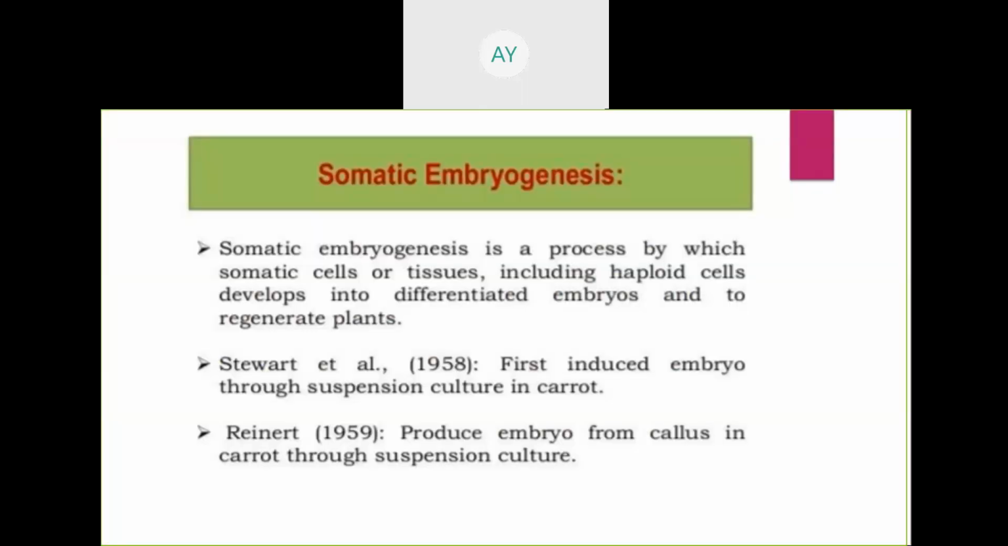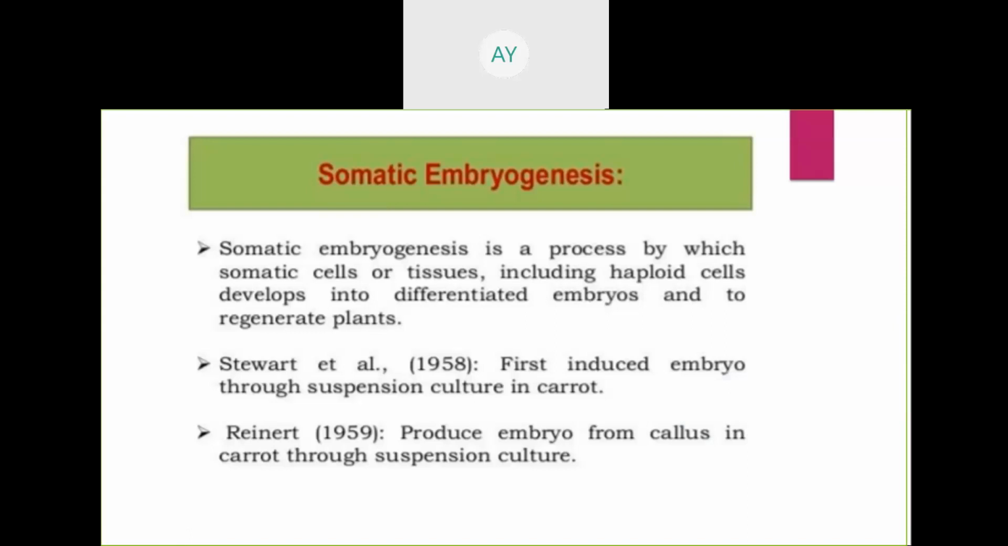The somatic embryogenesis is the somatic development of a whole plant from the explant. It can be a somatic cell, it can be a root part, it can be a leaf portion, that is the apical portion, that is the explant. It should be meristematic in nature. Somatic embryogenesis is a process by which somatic cells or tissue, including haploid cells, develop into an embryo and regenerate the plant. It means we are not going to utilize the seed, the fertilized portion, that is the embryo of the seed.